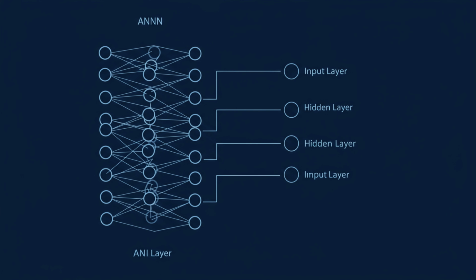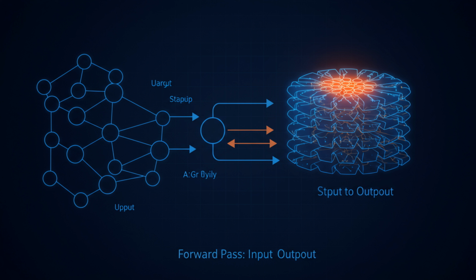An input layer, one or more hidden layers, and a final output layer. During the forward pass, input data propagates through each layer, undergoing weighted sums and activations to produce the final output.